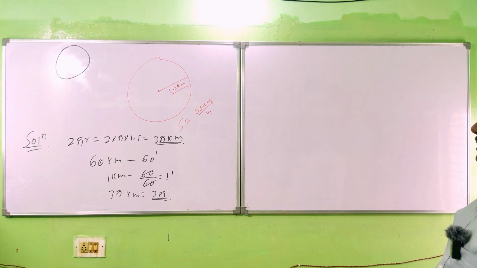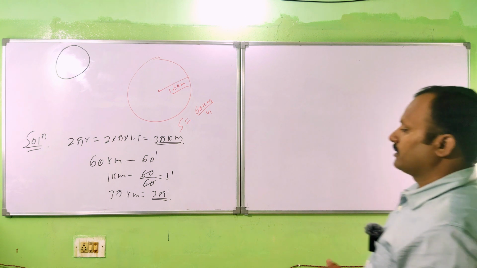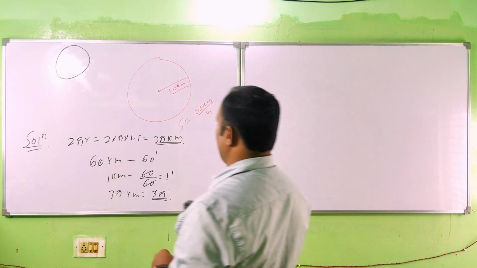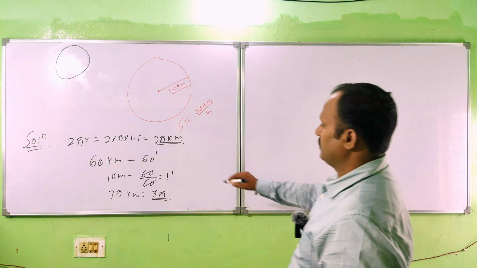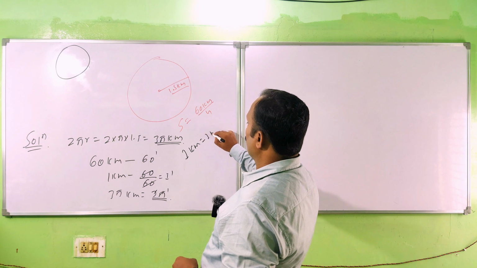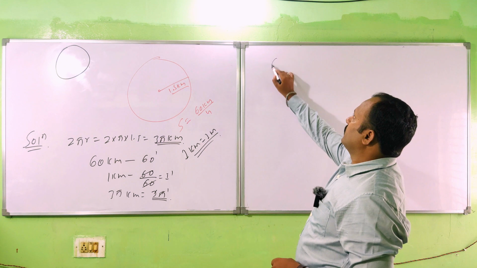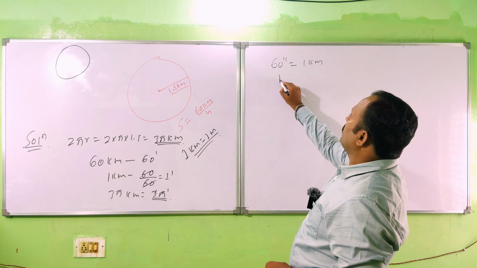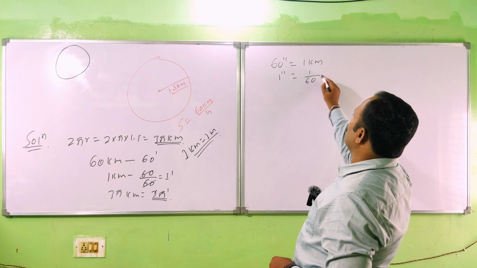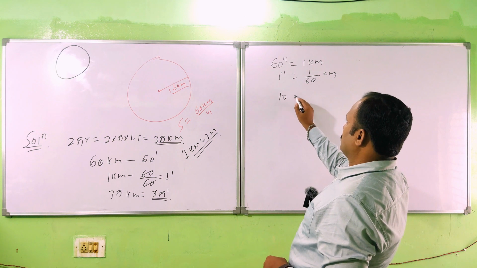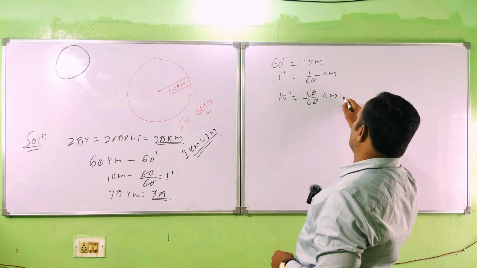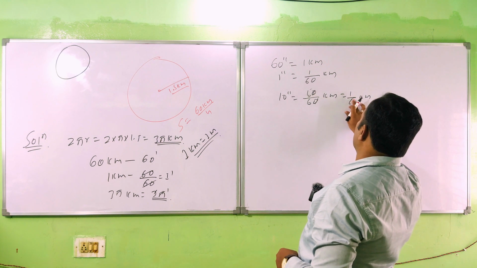As what we want is in degrees. So 1 kilometer for 1 minute, and 1 minute means 60 seconds is equal to 1 kilometer. 1 second is equal to 1 by 60 kilometer. 10 seconds is equal to 10 by 60 kilometer, means 1 by 6 kilometer.